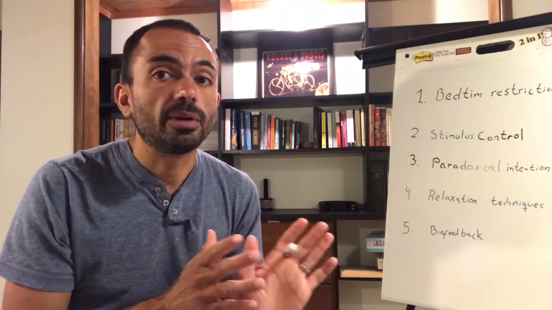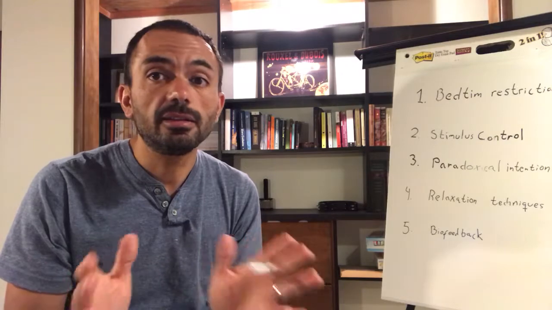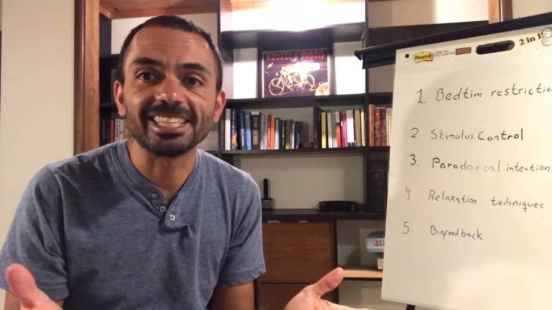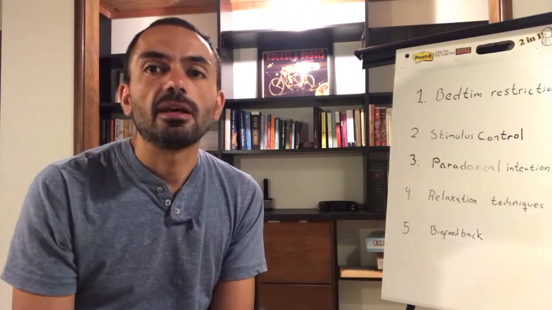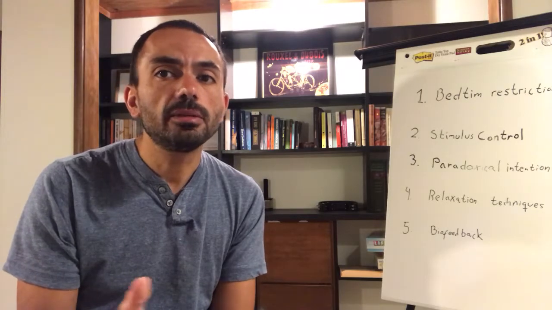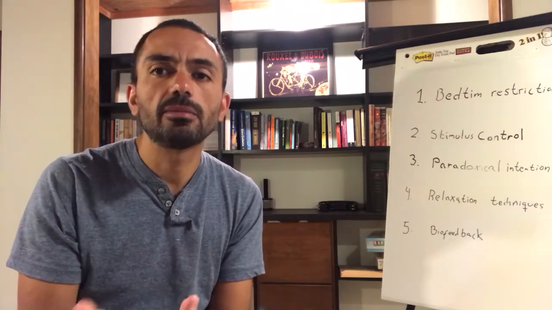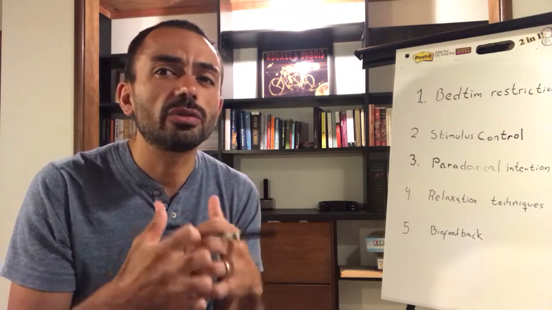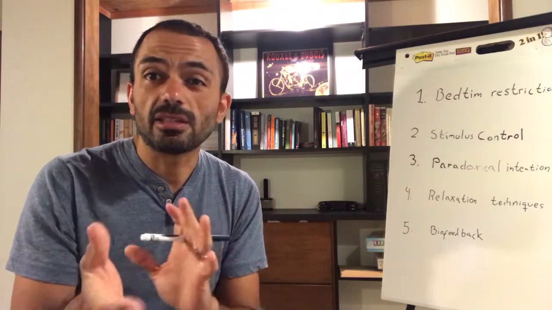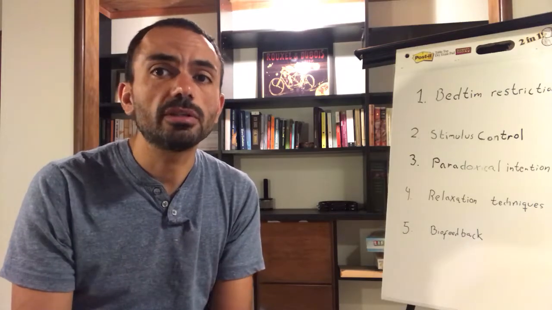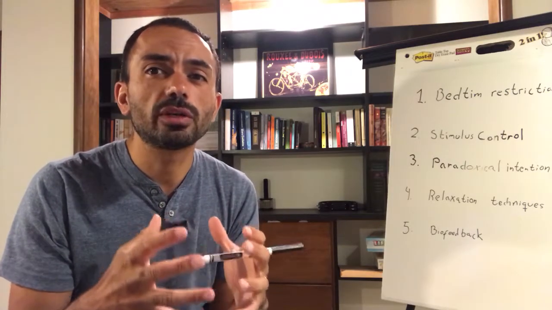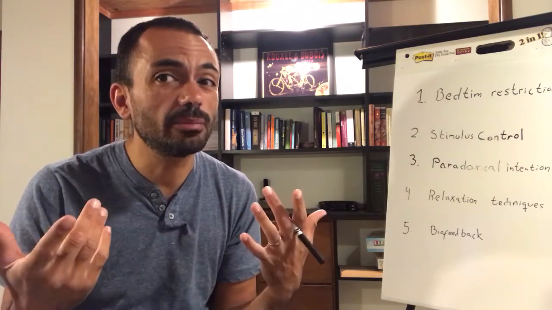Number 3, paradoxical intention. This is a cool technique. It's a little different. Now, insomnia can be a little bit like performance anxiety, like the one that athletes often have, meaning the harder they try to achieve something, the less they actually achieve. And insomnia is often the same, meaning the harder you try to sleep, the less sleep you actually get.